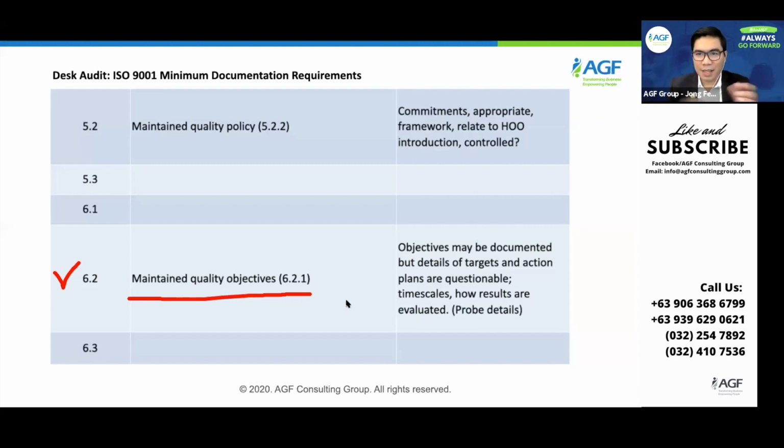So this is, again, just clearing the air. This is, once and for all, clarifying that confusion as to what really should be included in our documentation. And the quality objectives is a must-have. Absence of this is a non-conformance. Are you following this? Absence of this is an issue as far as documentation is concerned.